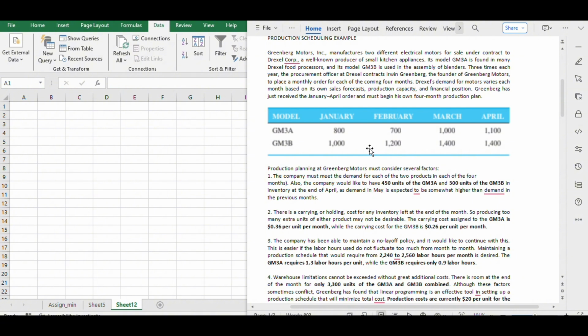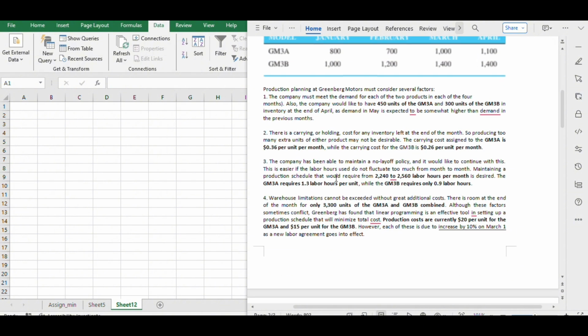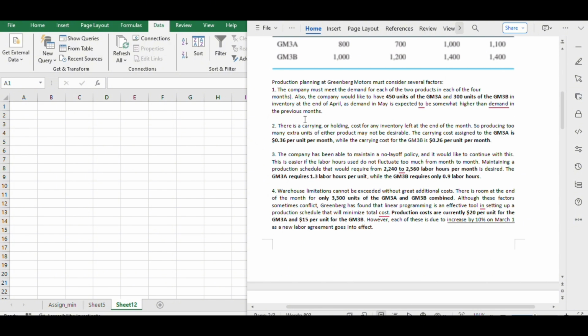This table shows the January to April order for GM3A and GM3B. Of course, with that production planning, they must also consider several factors. Number one, the company must meet the demand for each of the 2 products in each of the 4 months. And the company would like to have 450 units of the GM3A and 300 units of the GM3B in inventory at the end of April, as demand in May is expected to be somewhat higher than demand in the previous month.